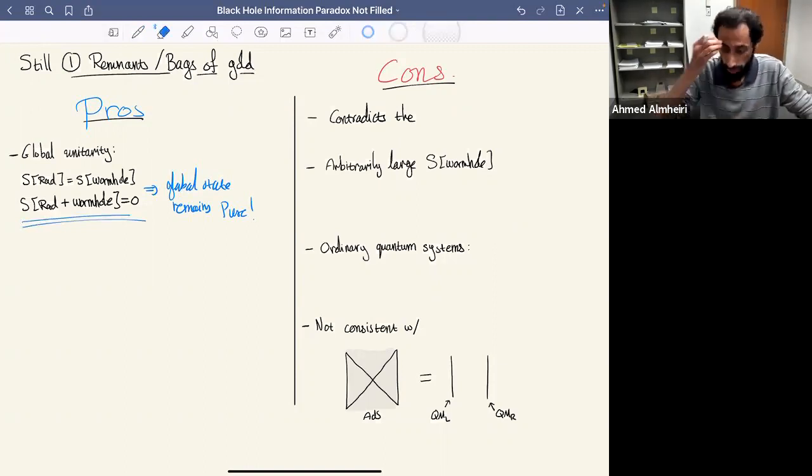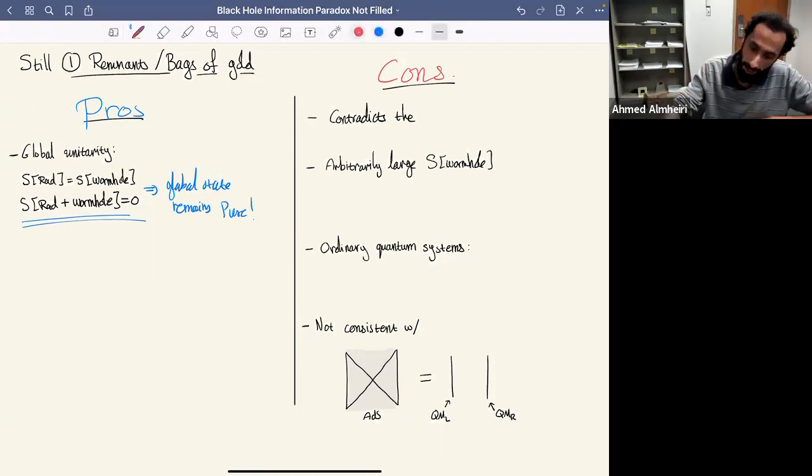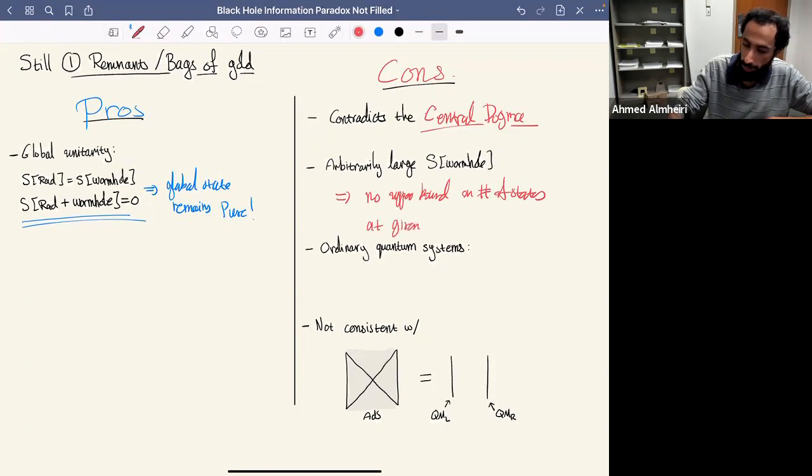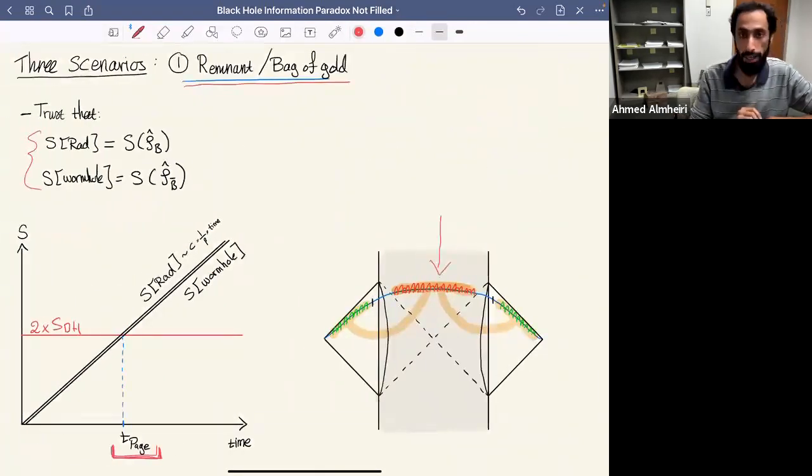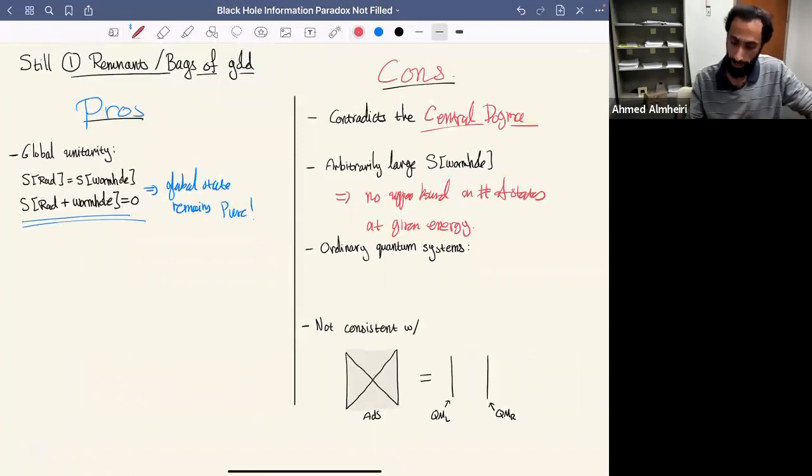The cons are a lot. The first con is that it contradicts the central dogma. In particular, this arbitrarily large entropy for the wormhole suggests that there's no upper bound on the number of states at a given energy, or below any given energy, for the wormhole. Right, so I'm going to go back a slide. So you can put as many excitations inside the black hole interior, and all of those would seem to correspond to different microstates of the black hole. So it exceeds the Bekenstein-Hawking entropy.